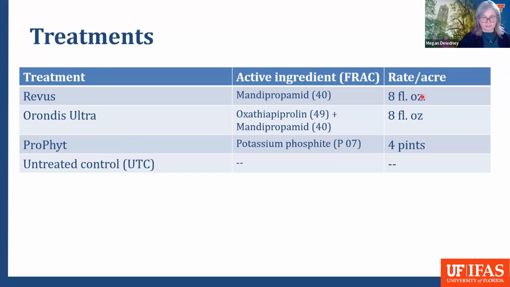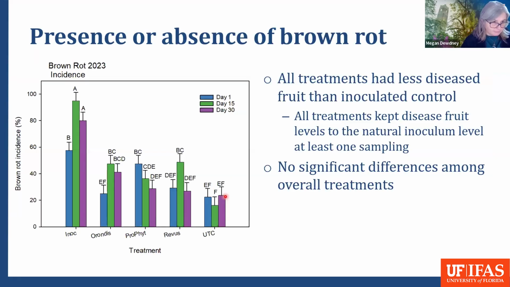We looked at these at 8 fluid ounces for the two newer products, and then 4 pints for Prophyte, and then we compared that to an untreated control. So a relatively simple trial. And we looked for the presence or absence of brown rot, so incidence again.